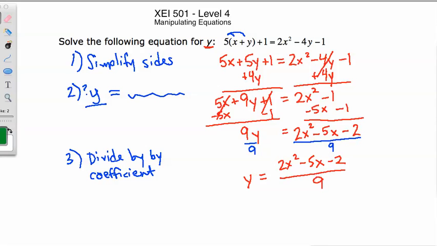Now to check to make sure you're done, you can leave it like that, but make sure there are no y's on the right side or on the other side. Once there are no y's on the other side, you know you're done and that you've simplified it all the way. And so this would be your answer right here.